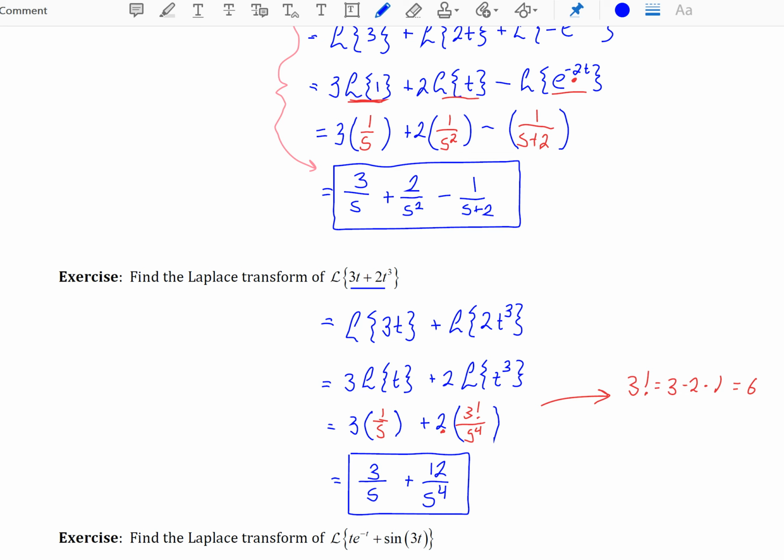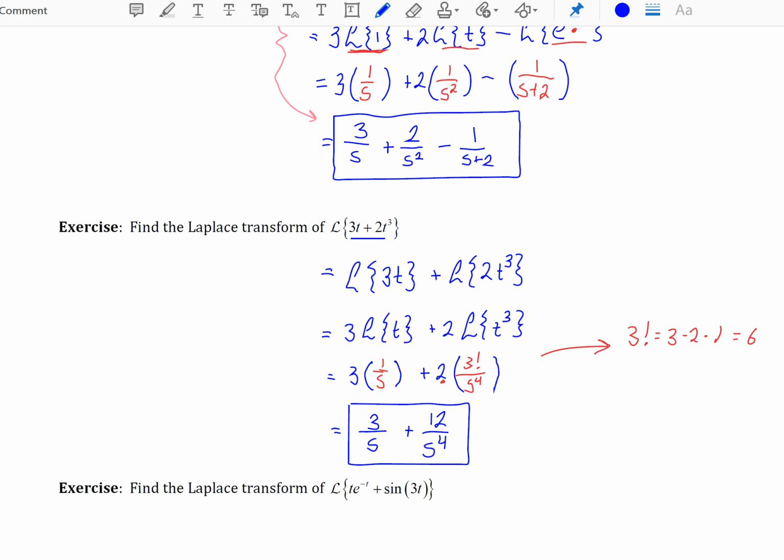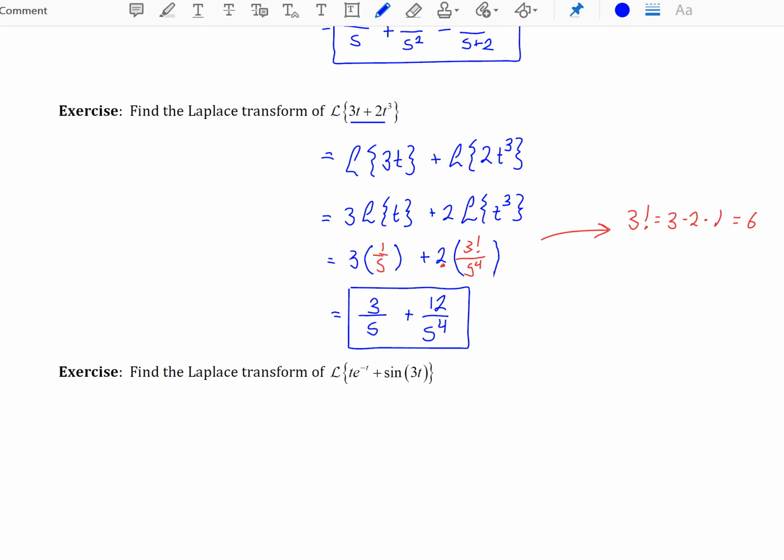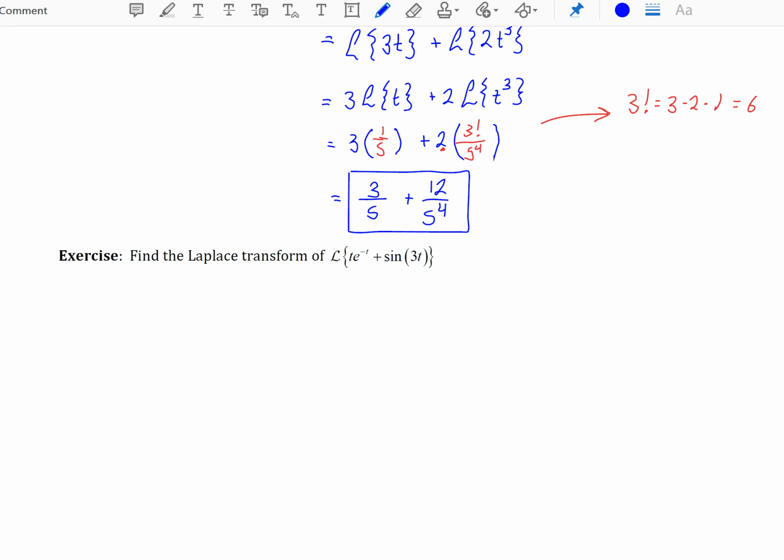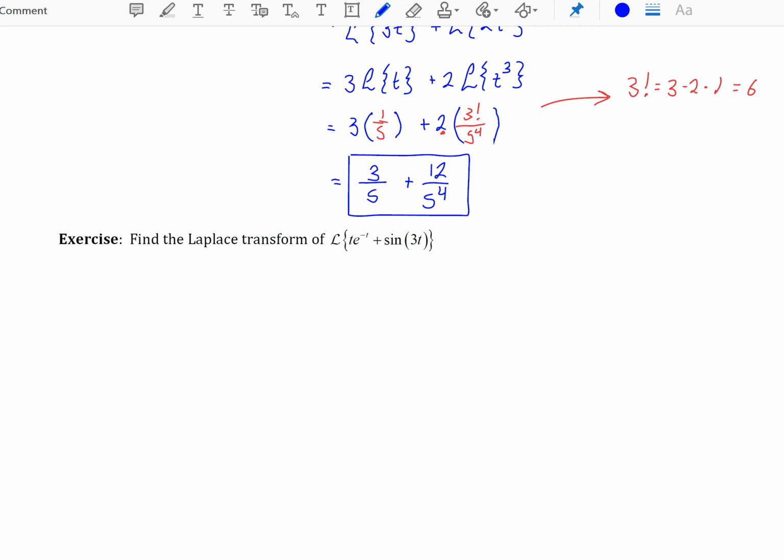Okay. Maybe I can give you a moment to try this next one on your own. So if you could pause your video and look at the Laplace transform of this combination of functions. I'll see you in a moment. Okay, I hope you paused your video and looked at the Laplace of this combination.